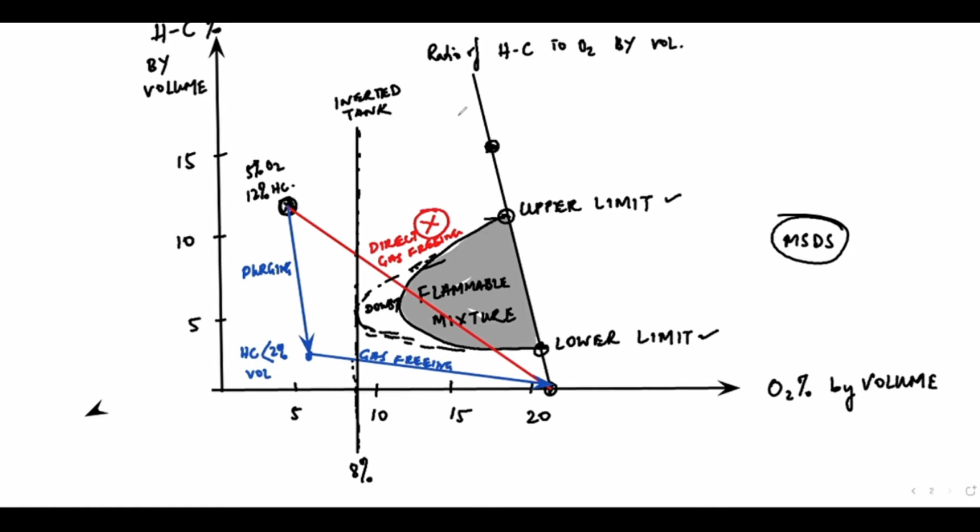So this upper limit is called the upper flammable limit. Sometimes called upper explosive limit. And the words that are used are UFL or UEL, right? We will find this information in the MSDS.